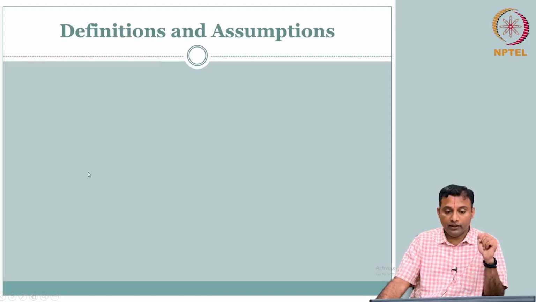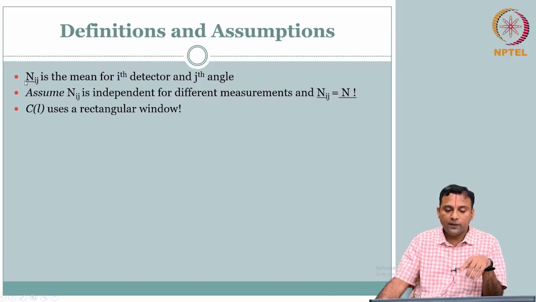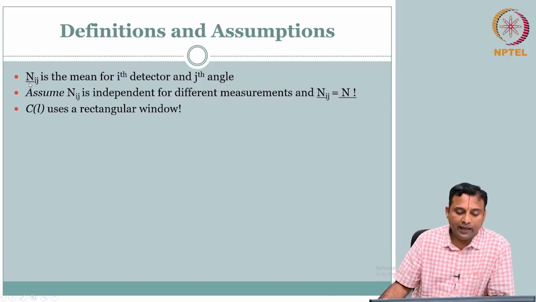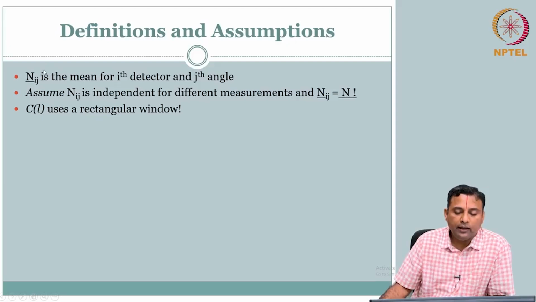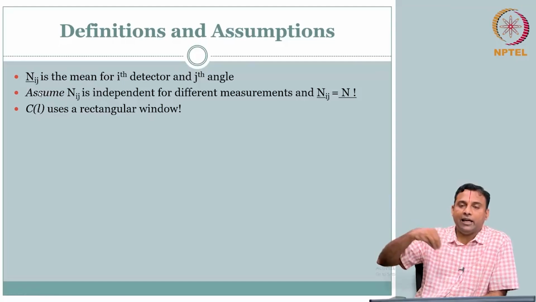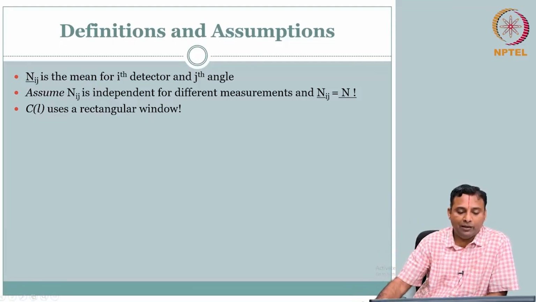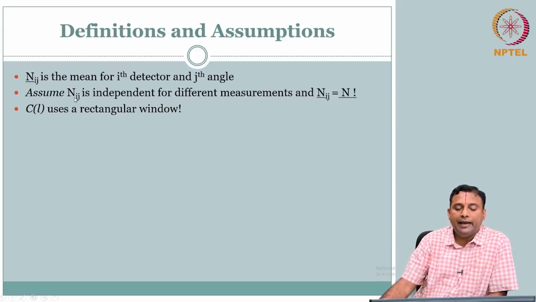Some more definitions and assumptions, because what we need to do now is, we know this guy, this is the randomness. n bar is the mean of your ith detector at jth angle. So this is the randomness, right? First, we start with the randomness: your n is a random variable. So now what we will say is, for simplicity, we will assume that Nij is independent.